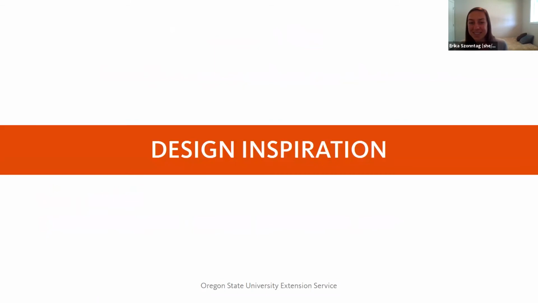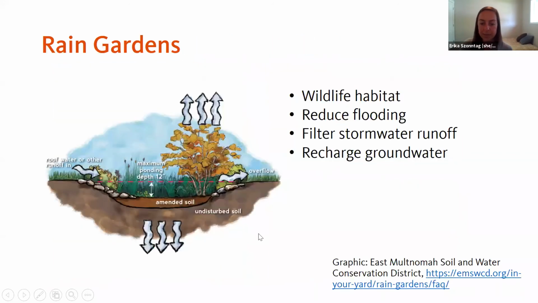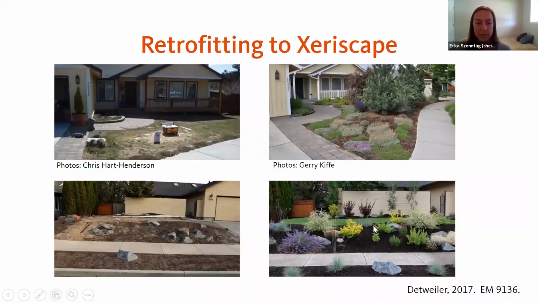Okay, so let's get to the fun stuff, design inspiration. Here's an example of two homes that were retrofitted to xeriscape. On the top here, you can see that they converted this lawn to a bed, and there's all kinds of great ground covers and some shrubs. So there's a lot of different texture and height and color going on there. And same on this bottom slide too.